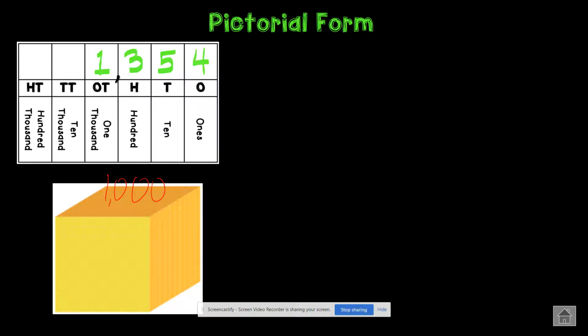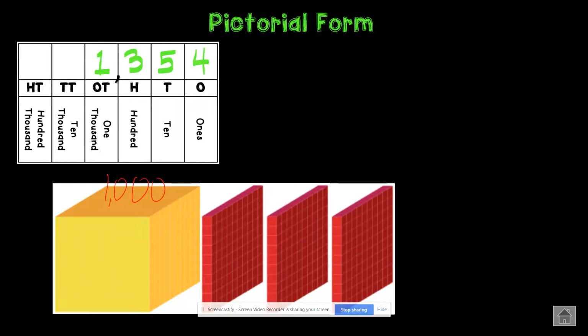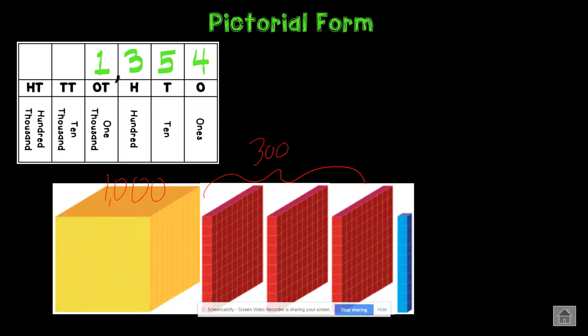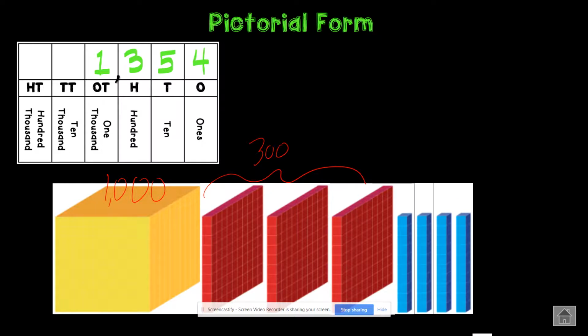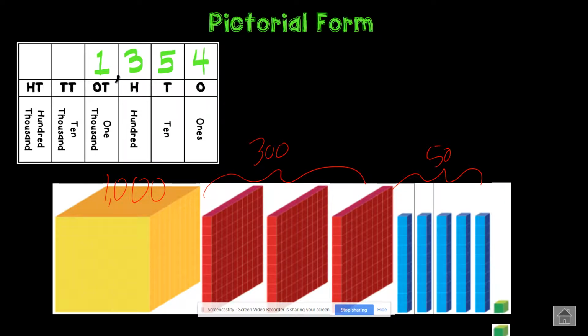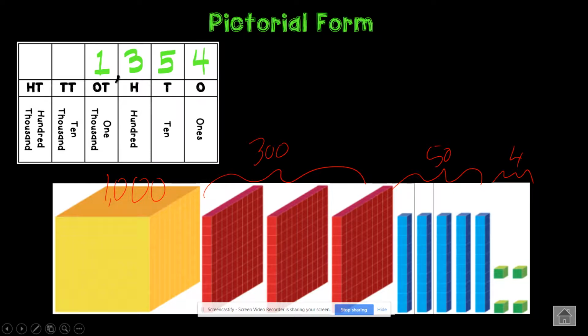The next group is the hundreds, and we have 3 of those. So we will need 3 of the hundreds blocks, giving us a total of 300. We will need 5 of the tens blocks to give us a total of 50, and 4 of the ones blocks to give us a total of 4. 1,000 plus 300 plus 50 plus 4. And now we've represented this number in pictorial form.